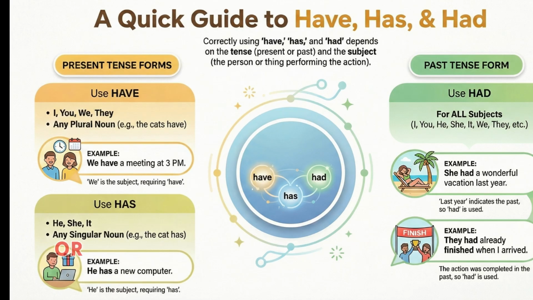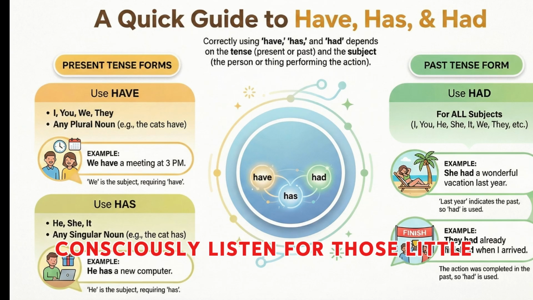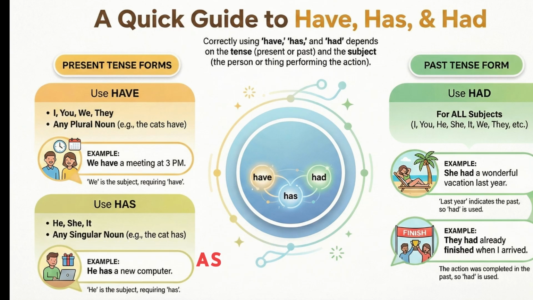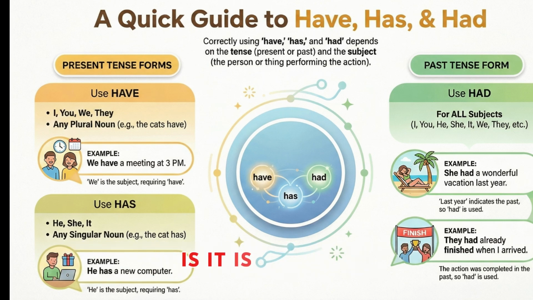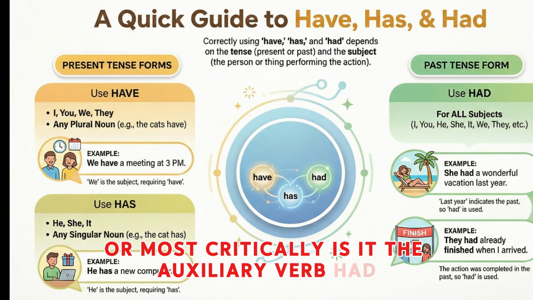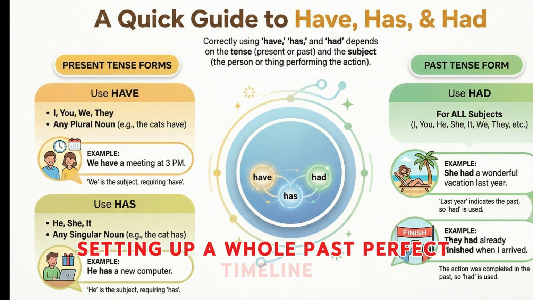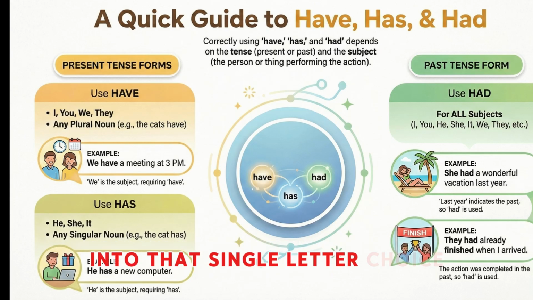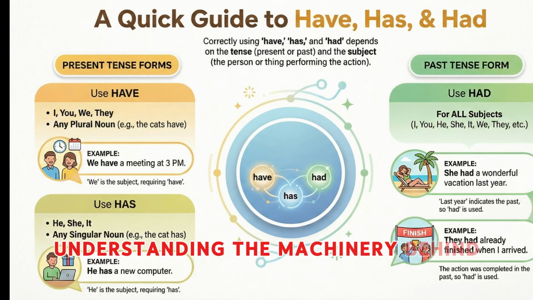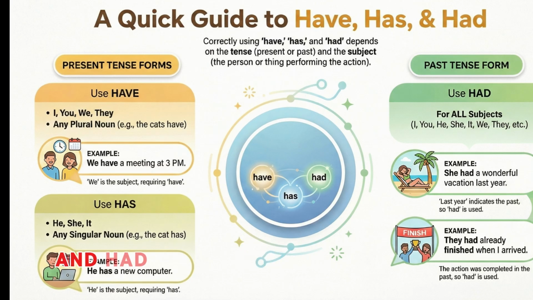All right, so for a final thought for you to take away from this, next time you're reading something formal or even just listening to a detailed story, consciously listen for those little contractions, 's and 'd. Try to figure out what they're really standing for. Is it is? Is it has? Is it would? Or, most critically, is it the auxiliary verb had, setting up a whole past perfect timeline? Just think about how much information is being compressed into that single letter choice. Understanding the machinery behind have, has, and had is how you start to decode the most complex layers of English.